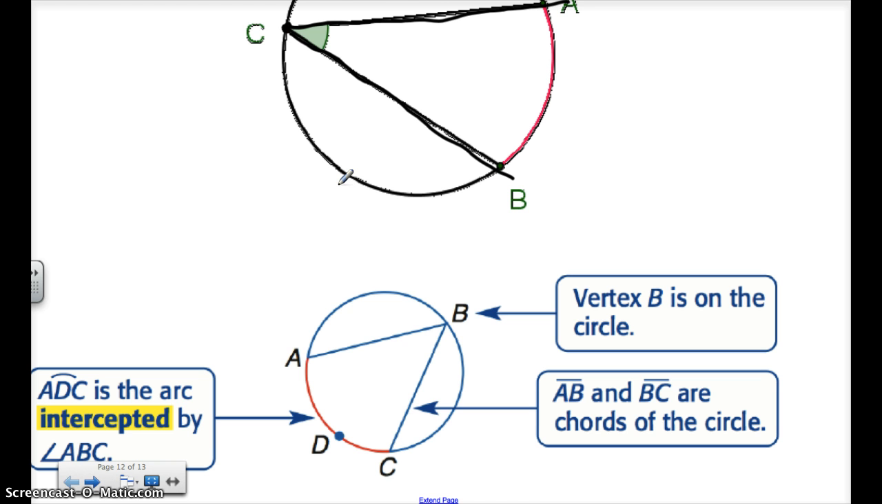Now if we look down, let's just go through these. If you look at this, this would be an inscribed angle. Its vertex is B and it's on the circle. AB and BC are the chords, and additionally, when you have chords that intersect a circle, it creates a chord, and that chord would be called chord ADC.